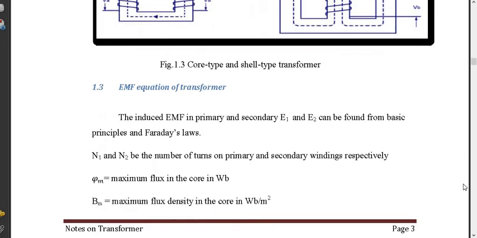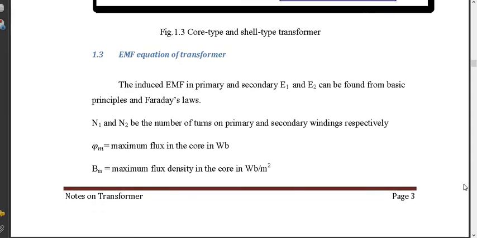Okay, so let me again proceed further for EMF equation of transformer. We have EMF equations for every electrical machine. Let me elaborate on what is EMF equation of transformer. Before that, let me first explain a few terminologies that I'll be using in this EMF equation.